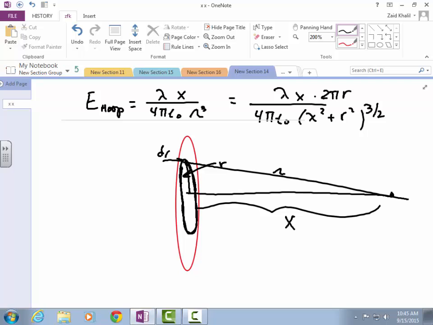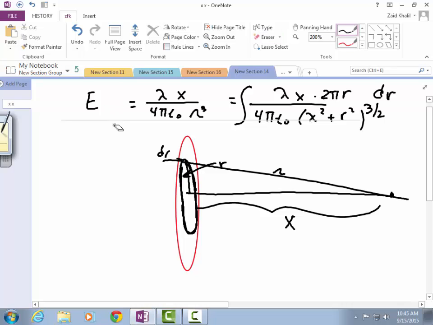So beautiful. Because guess what? x is constant. Now what do we have to integrate over? Little r, right? So in other words, E is going to be the integral of this thing from what to what? 0. So E disk, and actually, I should probably write it like this. E disk is equal to the integral of dE hoop, which is equal to the integral of that times 2 pi r dr.